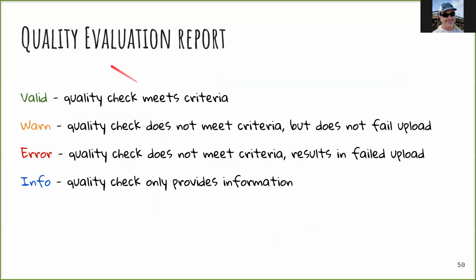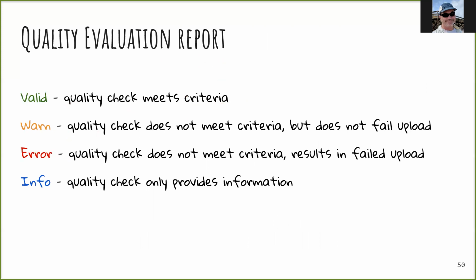Part of that evaluation process is the report that I had mentioned. And in the report, you'll see 4 different states. There's a valid state, which basically means that the quality check meets the criteria stated within that check. A warn is simply a warning, which means that the quality check may not have met the criteria, but it does not actually fail the upload.